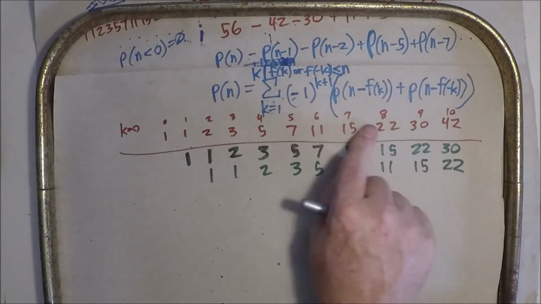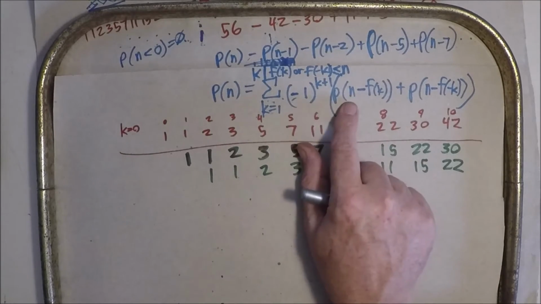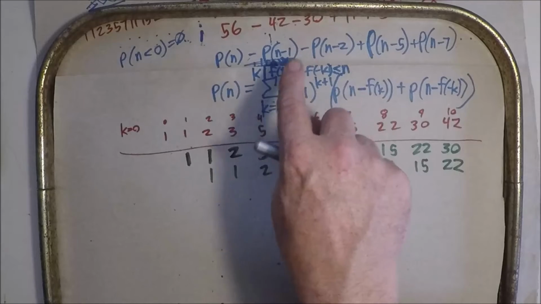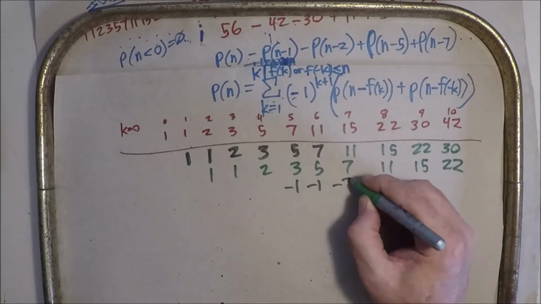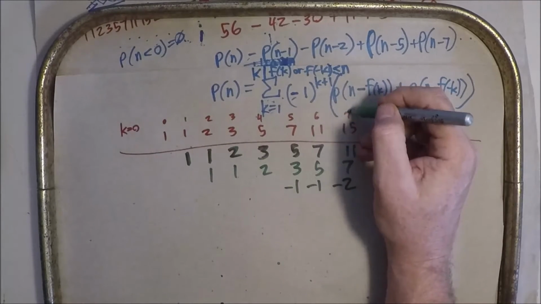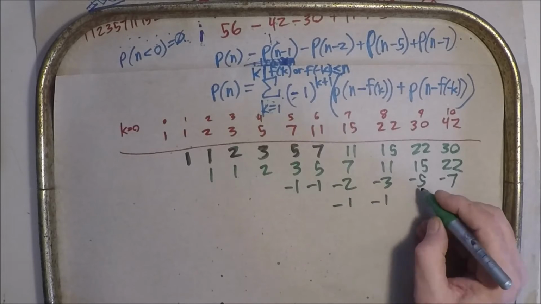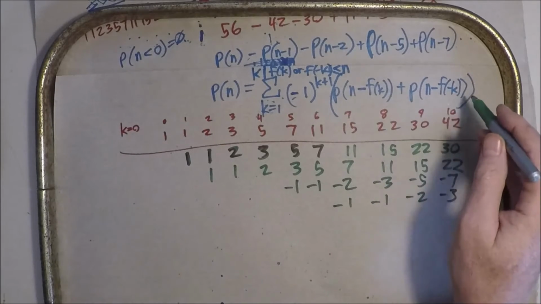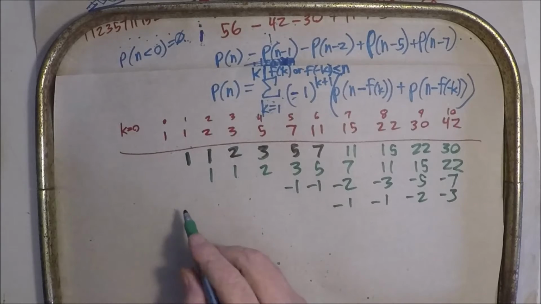And then when we move to k equals 2, then we're going to have 5 and 7 with a negative sign. Negative 1, negative 1, negative 2, negative 3, negative 5, negative 7. And in our 7th position, we'll have a negative 1, negative 1, negative 2, negative 3. And the next one would be 12, so we're not there. So we're done.